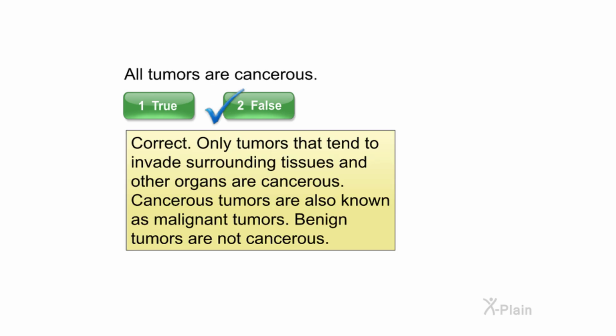All tumors are cancerous. Select true or false. Correct. Only tumors that tend to invade surrounding tissues and other organs are cancerous. Cancerous tumors are also known as malignant tumors. Benign tumors are not cancerous.